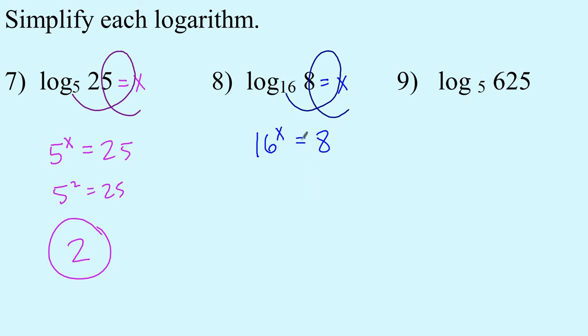Well, 16, I can't make that 8 squared, right? That's not nice. So let's adjust the 16 and the 8. We know 16 is 2 to the 4th, and we know 8 is 2 cubed. So we have 2 to the 4x equals 2 to the third power, sorry.